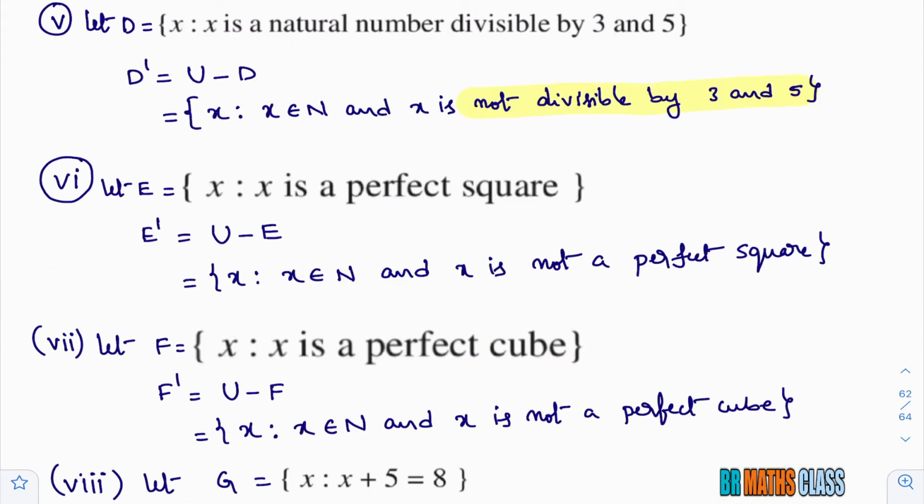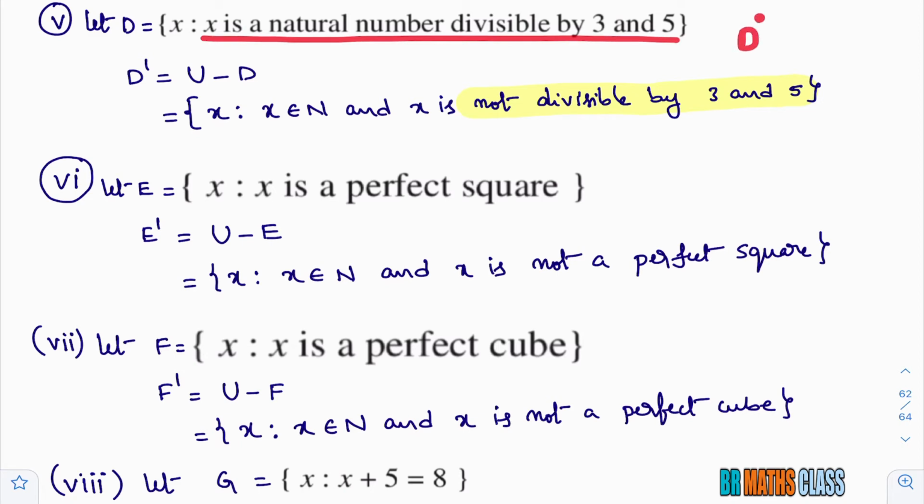Now from this fifth bit onwards, I'll try to write all answers directly in set builder form only. You observe here what is given. They given X such that X is a natural number which is divisible by 3 and 5. I need to write its complement, right? First I named this set as D. D dash is what? D dash is universal set minus D. Here X is a natural number divisible by 3 and 5.